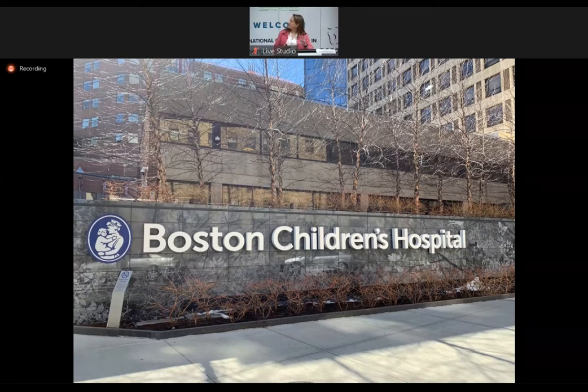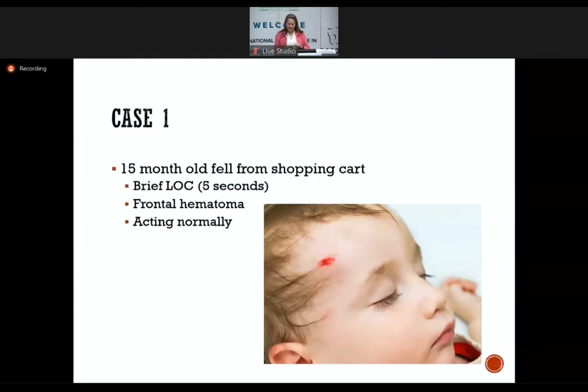This is the street view. And so these are all children that are presenting to the emergency department. So this is a 15-month-old who fell from the shopping cart. They were sitting in the front. They took a dive over the top. The parent describes there was a brief loss of consciousness. You see a little abrasion and a hematoma in the front, but they're otherwise acting normally.